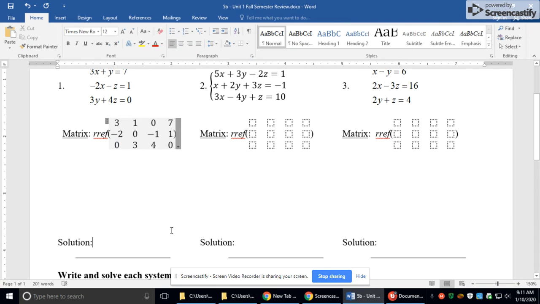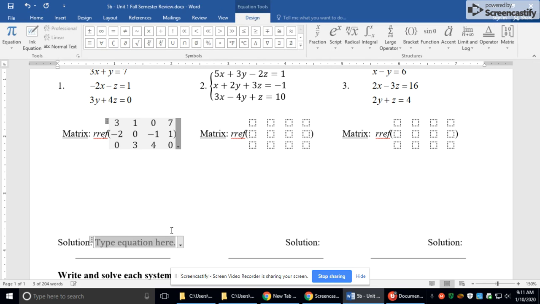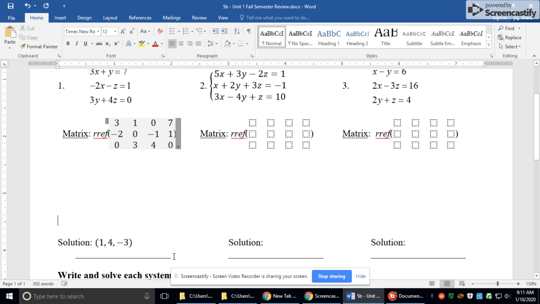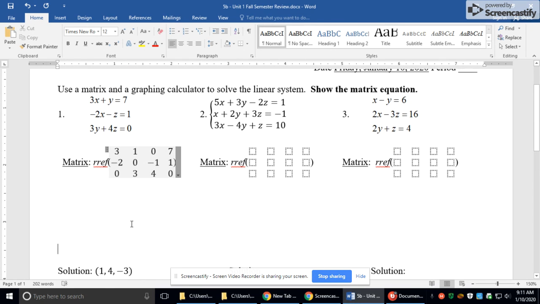Chances are you'll see it written as an ordered triple, meaning just 1, 4, negative 3. And that's it. So that's the answer to number 1. Let's go ahead and do number 2.